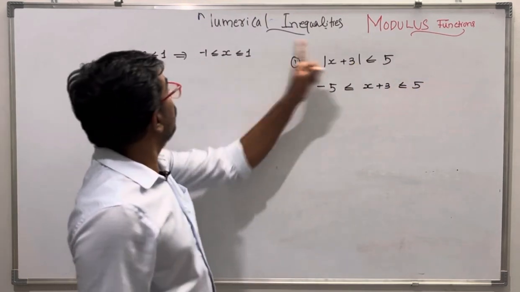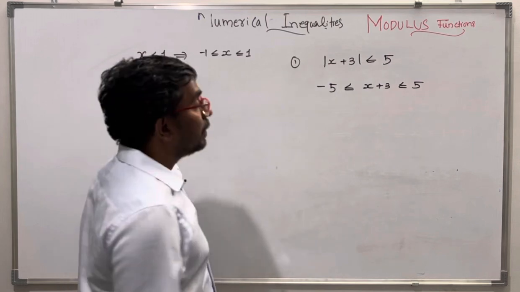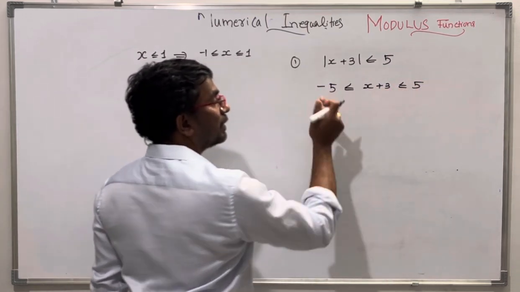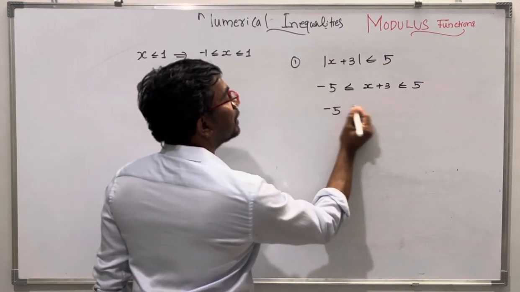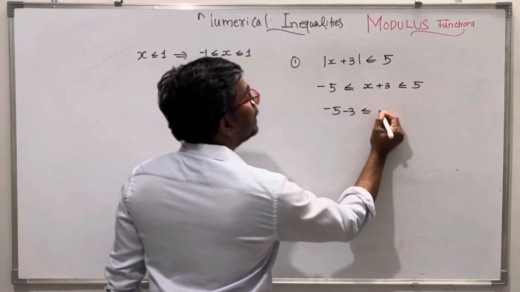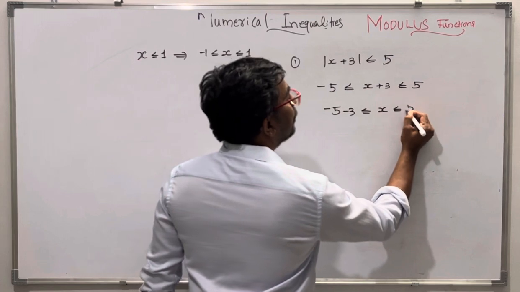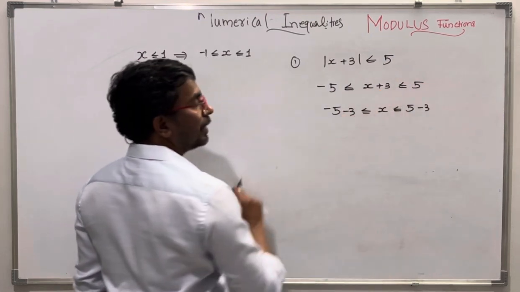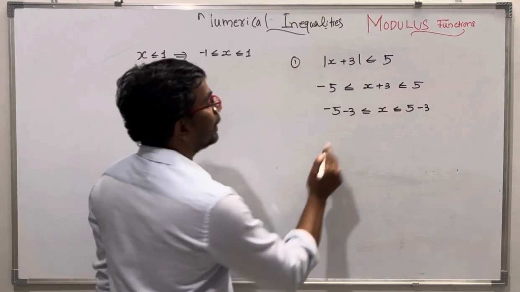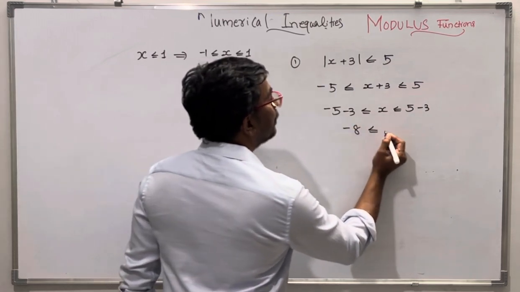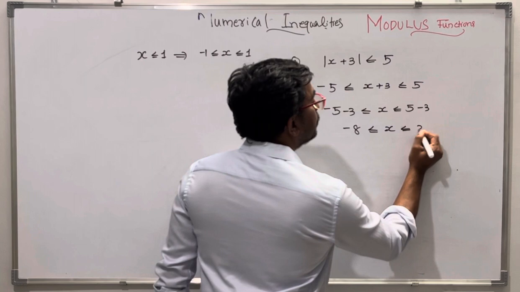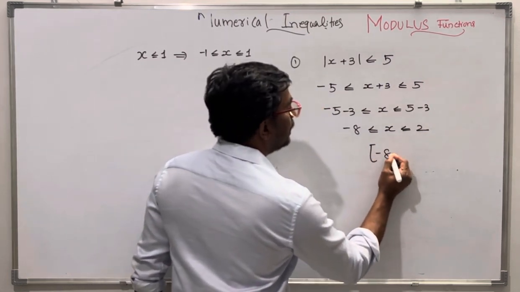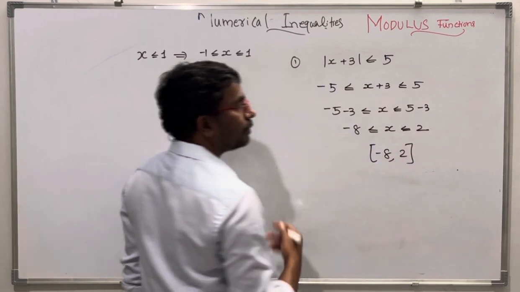In the place of 1, 5 came here. Now you transfer this 3. You have to transfer it to that side as well as this side. So when you transfer plus 3, it will become minus 3. Minus 5 minus 3 less than or equal to x less than or equal to 5 minus 3. Then what did I get? Minus 8 less than or equal to x less than or equal to 2. So what is the solution? Minus 8 to 2. So that's the solution.